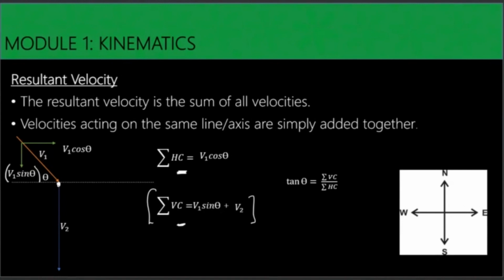So basically, the resultant velocity is a total velocity, the sum of all the velocities. You need to get the vertical component and the horizontal component. Then you'll be able to determine your direction, the direction of the velocity. I'm sure most of you have an idea of what this is. Okay, let's look at an activity.